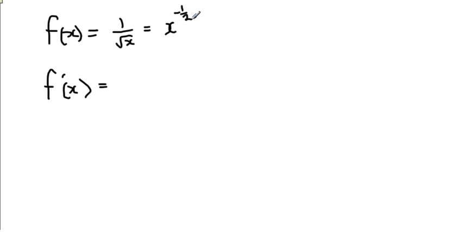So now when we take the derivative, we just take the exponent, negative 1/2. And then we multiply it by x. And then we take the exponent and subtract 1. So we're going to have negative 3 over 2 for the exponent. And that's the derivative.